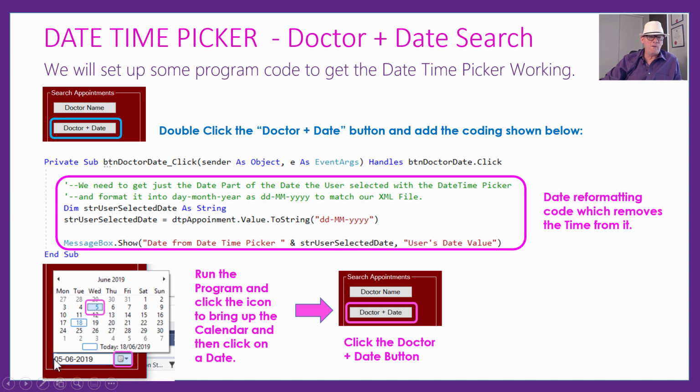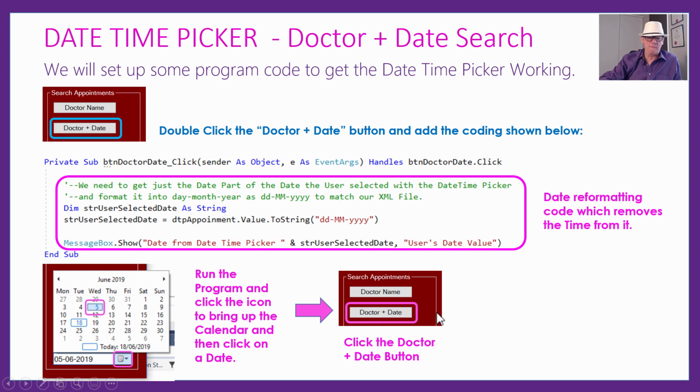They can't type in 55-06. So we don't have to have horrible validation routines. Well, they're not horrible, but they're just long and a lot of work to make and test. But this will do all the checking for us because it only lets them pick valid dates.